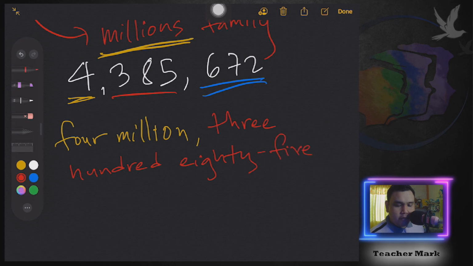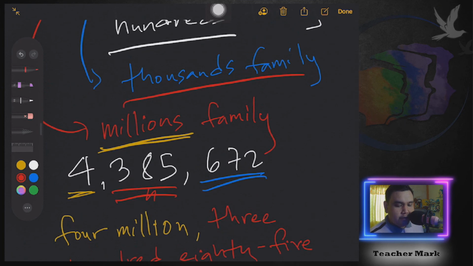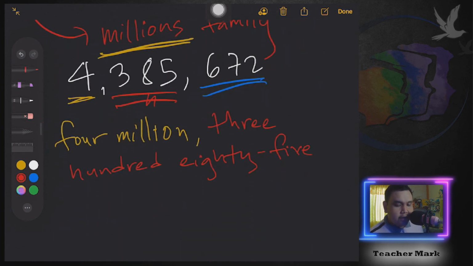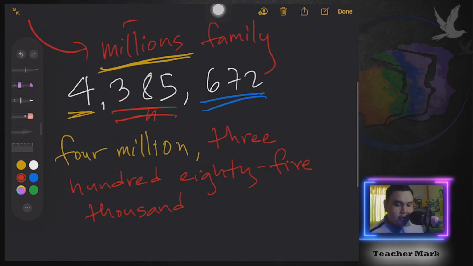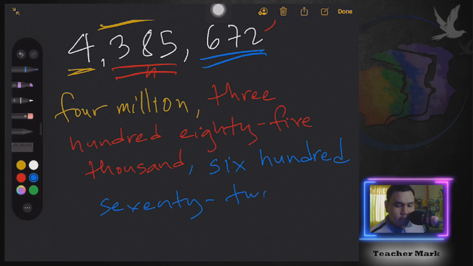Then 385. 385 what? 385 belongs to what family? The thousands family. So that's equivalent to 385,000, and what's left is 672. So that's basically how you read numbers up to millions and even billions, as long as you know the place value of the given numbers.